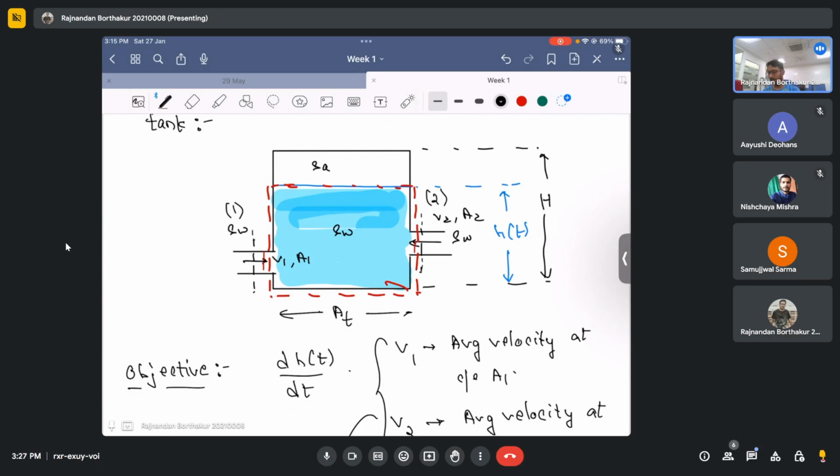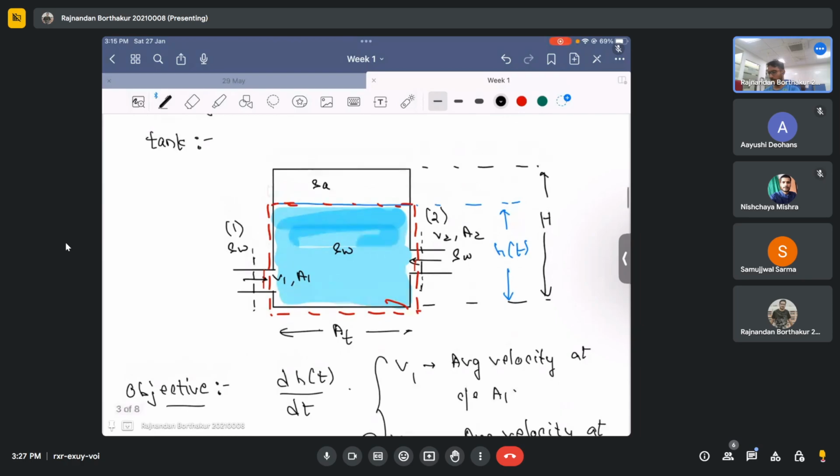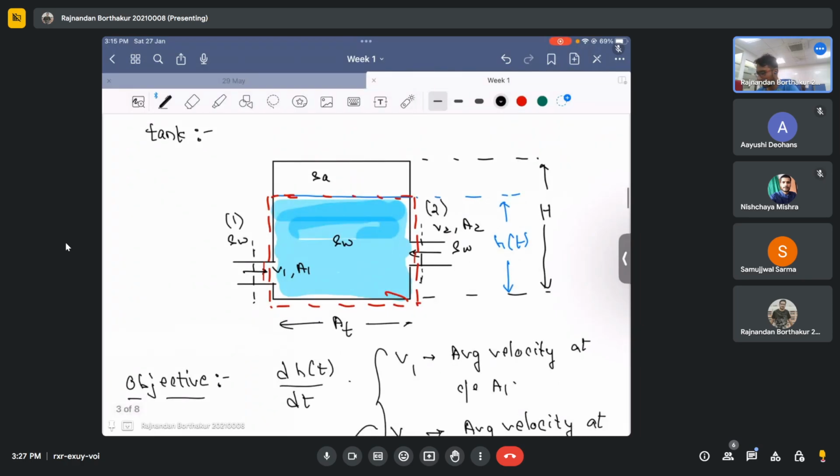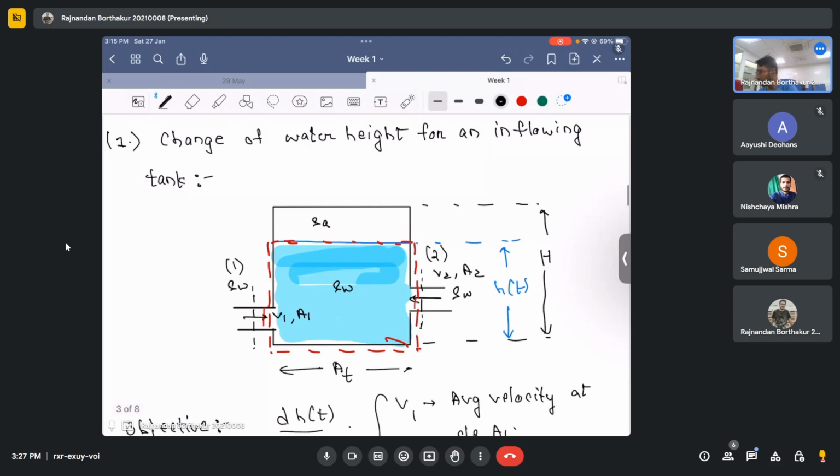And again, if you have any doubts, feel free to unmute yourself, or feel free to type in the chat. And yeah, so we shall start. So think about how to approach this.